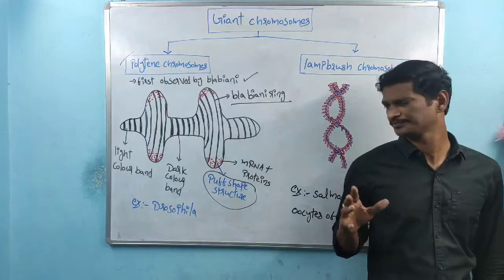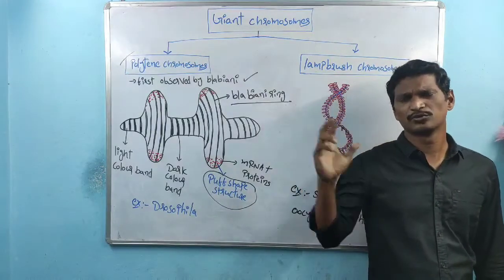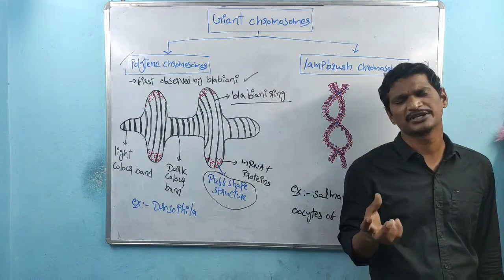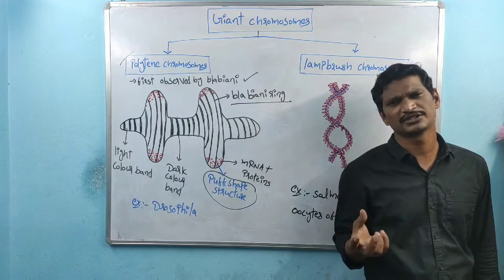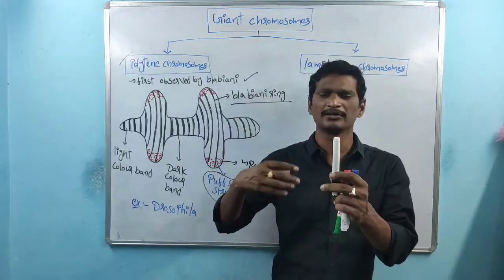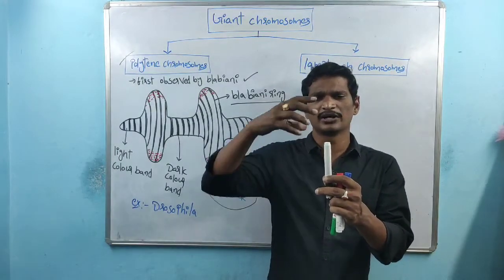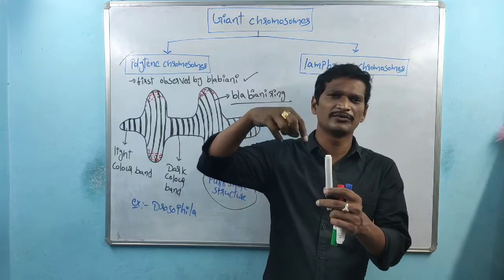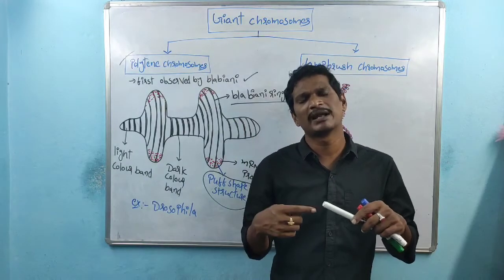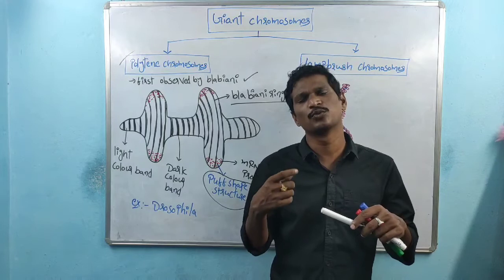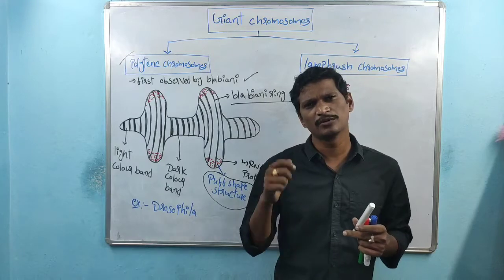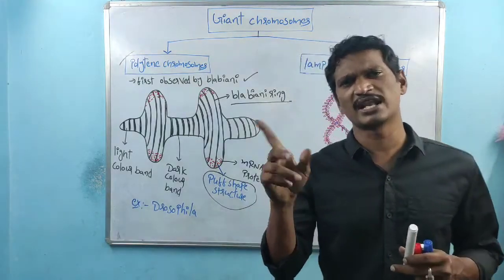So here what I am telling, lampbrush chromosome. Lampbrush chromosome. See, the lamps have a glass material called the chimney, right? If the lamp burns throughout the night, the chimney, the glass material, gets covered with black smoke. To clear that black smoke, people used a kind of brush structure. That is called a lamp brush.